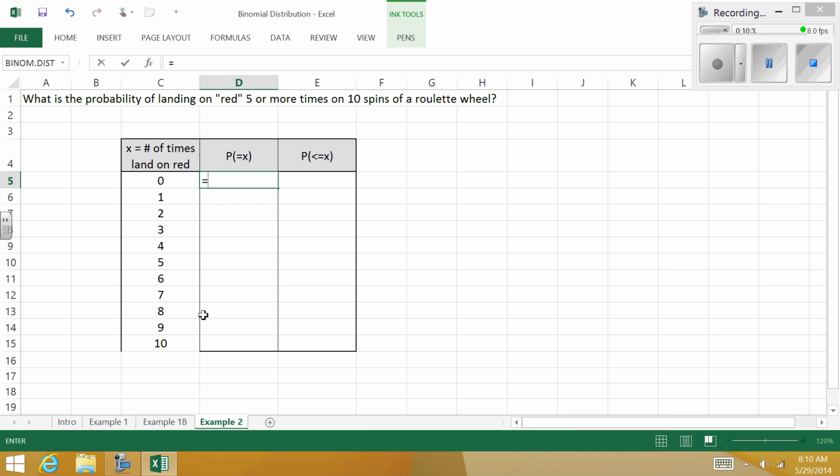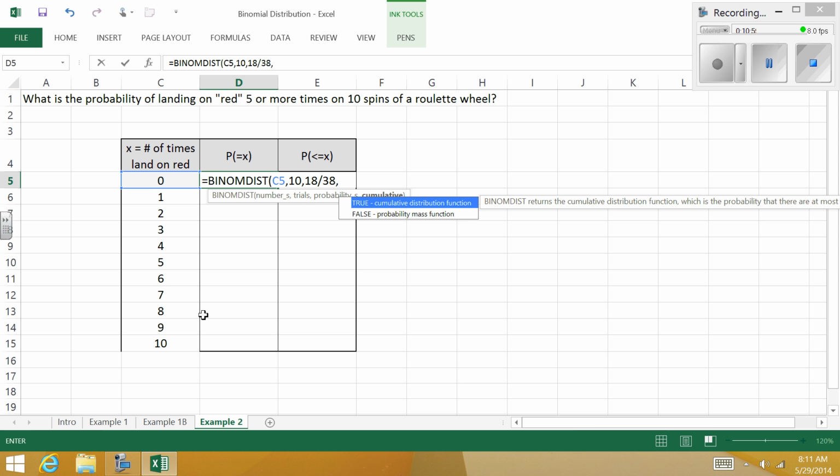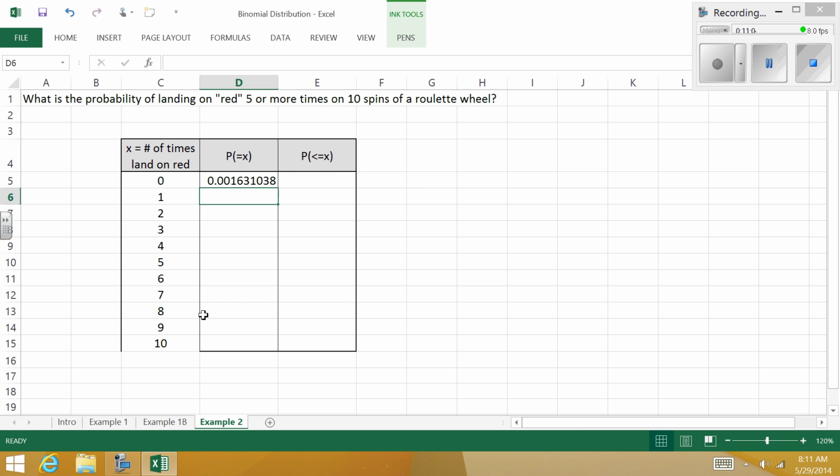Our probability is a binomial probability, because either we land on red or we don't. And we're interested in the whole distribution here, so we'll start with the probability of landing on red 0 times in 10 spins. Our number of trials is 10. The probability of landing on red is the 18 red spaces on the roulette wheel out of the 38 spaces. And again, the first one here, we're going to use false. And then we can copy that down.